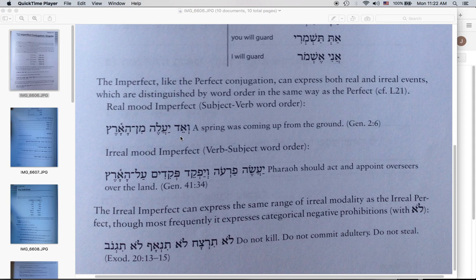Notice it's also an incomplete view of the event. We don't see the beginning of this event, nor do we see the end of it. The spring is coming up. All we see is what's happening right now. We would need a perfect if we saw the beginning, the middle, and the end of this event. A spring came up from the ground. Well, that would be a perfect because we see the whole event. Here we only see what is happening at one moment of the event, the coming up from the ground.